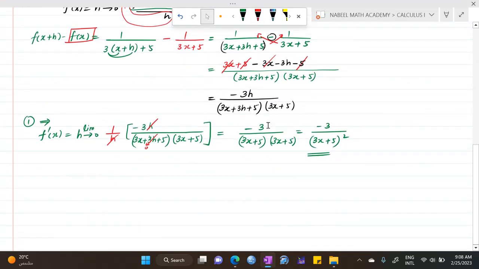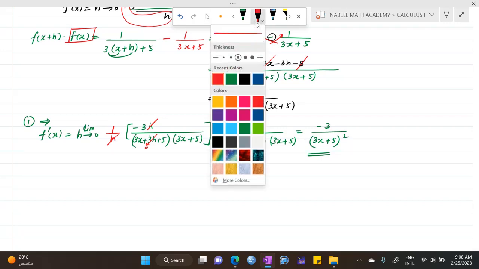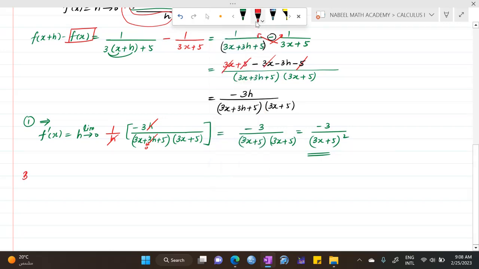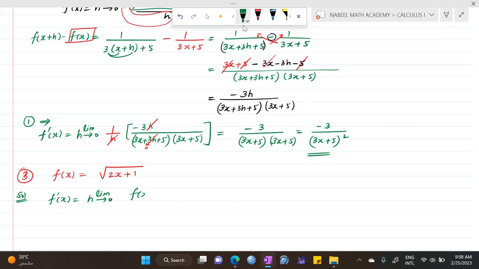Now the next question we will discuss is about the root. If f of x is equal to root of 2x plus 1, it is a root value. So how will you calculate the values? Now the same rule: I will write the function definition, f prime is equal to limit h approaches 0 of f of x plus h minus f of x over h. So this is my equation number 1.